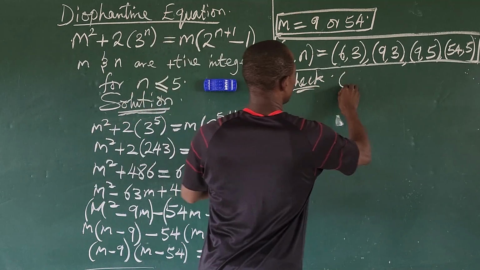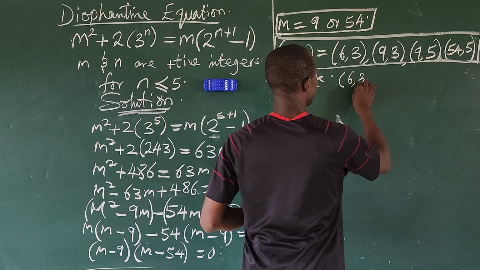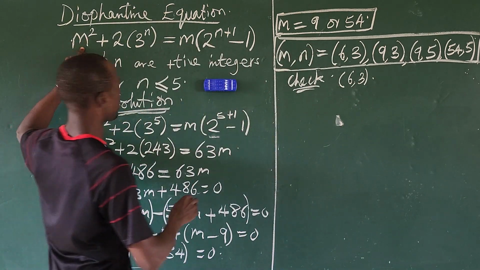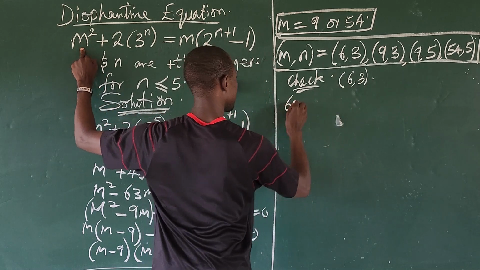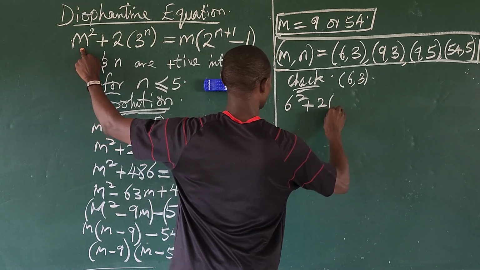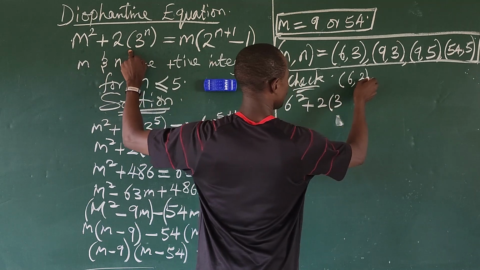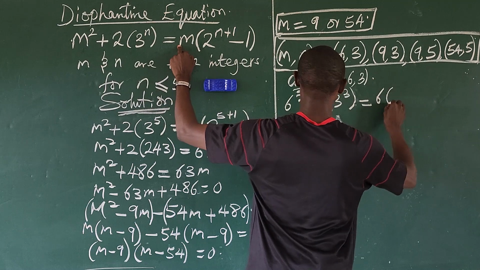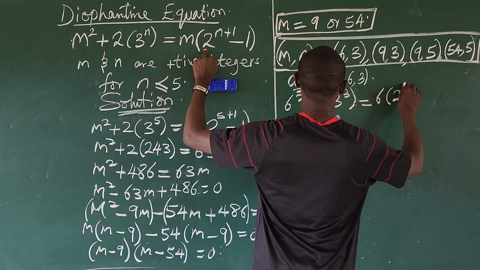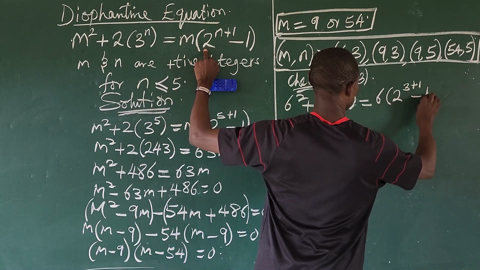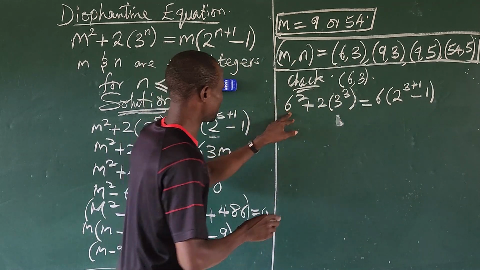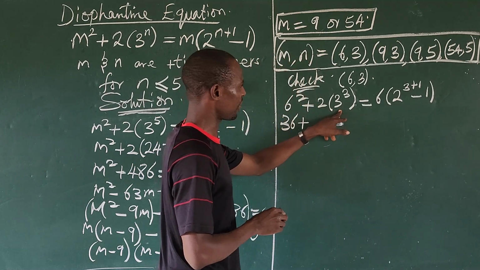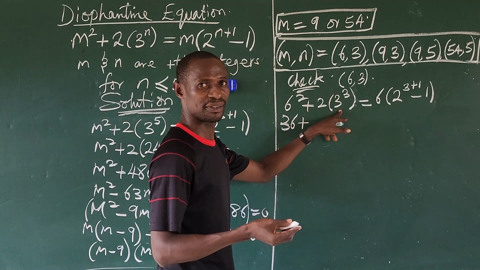So for our (m, n), we have (6, 3). What we do, we pick our equation. What is the equation here? We have m to the power of 2. So what is our m? It is 6 here. So we have 6 squared plus 2 times 3 to the power of 3, which equals 6 times (2 to the power of 3 plus 1, minus 1). So here we have 36 plus 2 times 27, that will give us 54.